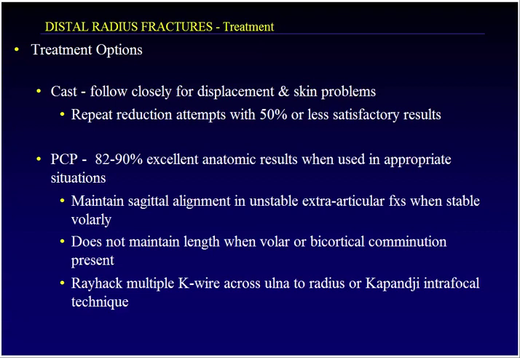It's very useful to maintain the sagittal alignment in unstable extra-articular fractures that are stable on the volar surface. So in other words, fractures where you have dorsal angulation with minimal comminution, you can realign those fractures in the sagittal plane and very nicely stabilize them with one or more percutaneous pins. If you have significant volar or dorsal comminution, however, percutaneous pinning alone is not a good technique as it does not provide adequate stability.